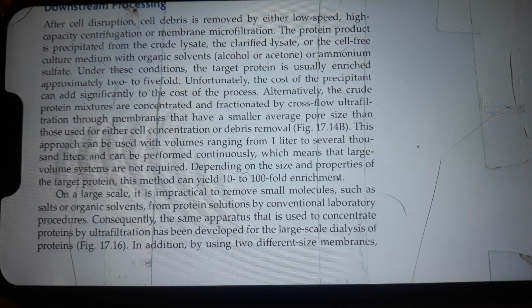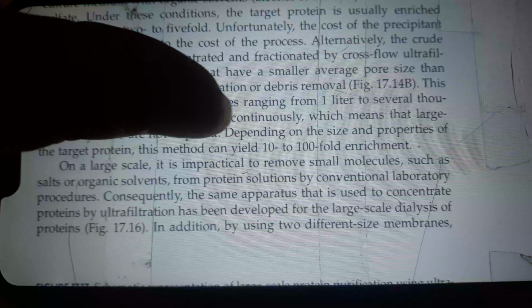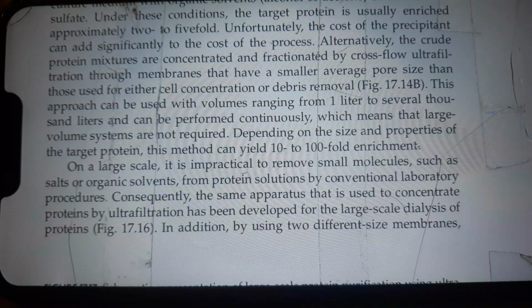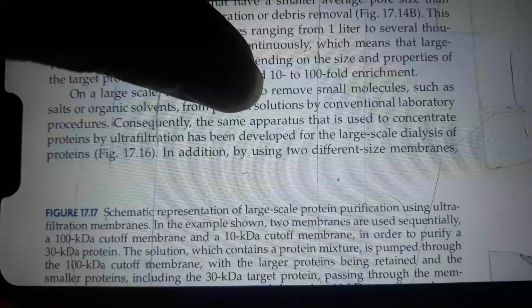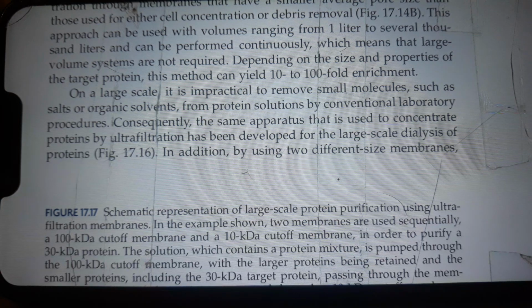Unfortunately, the cost of the precipitant can add significantly to the cost of the process. Alternatively, the crude protein mixtures are concentrated and fractionated by cross-flow ultrafiltration through membranes that have a smaller average pore size than those used for cell concentration or debris removal. This approach can be used with volumes ranging from 1 liter to several thousand liters and can be performed continuously, which means that large volume systems are not required. Depending on the size and properties of the target protein, this method can yield 10 to 100-fold enrichment.